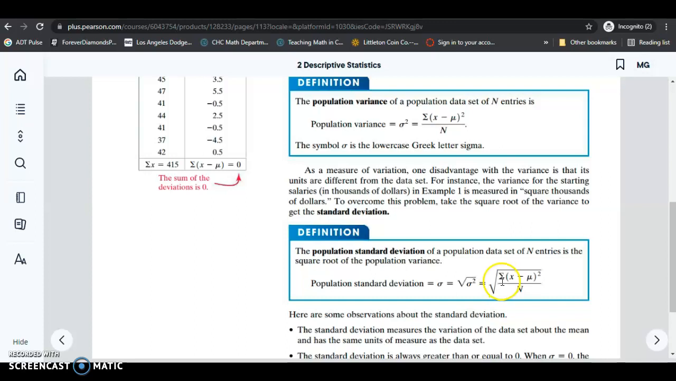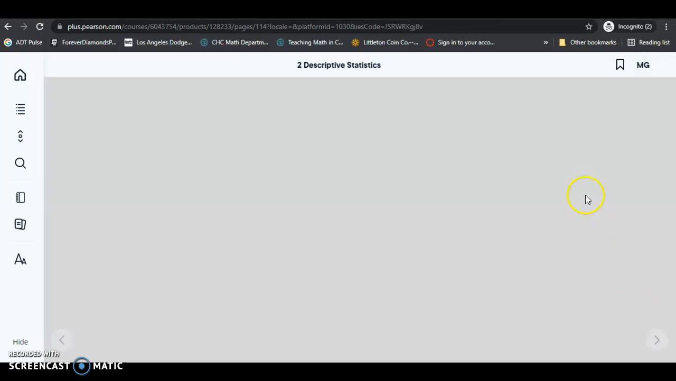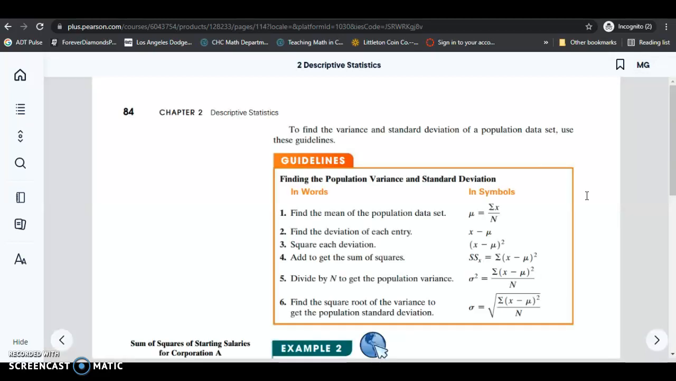So very rarely in statistics are we going to have the complete population of data available to us. So let's go on to the next page. It tells you step by step how to calculate the population variance, which is given by this formula, and then the population standard deviation, which is given by this formula. But keep in mind, since we are rarely going to have access to an entire population of data, we're not going to make reference to these formulas.